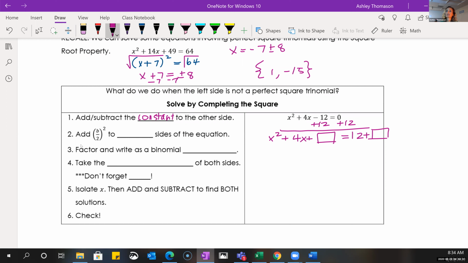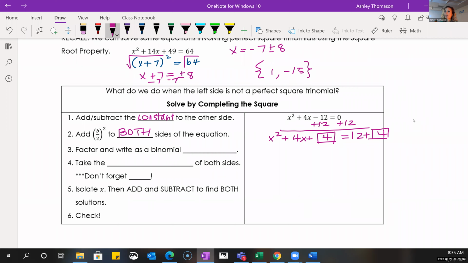Now it says add b divided by 2 squared to both sides of the equation, both. We take half of b, so half of 4 is 2, and we square it. 2 squared is 4. So I'm going to add that to both sides of the equation.